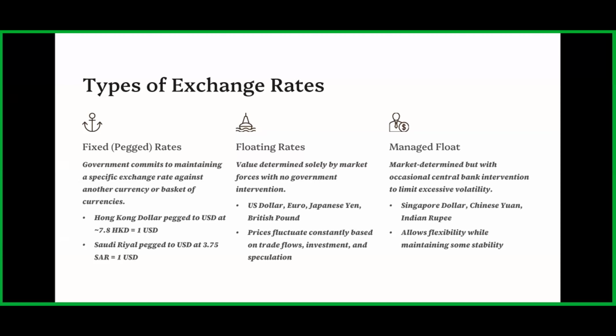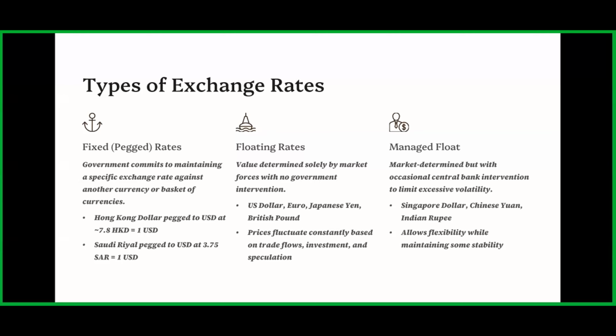In the floating exchange rate, the value is determined solely by market forces, with no government intervention. So the market forces themselves decide the exchange rate. Examples are the US dollar, euro, Japanese yen, and British pound. All of these prices fluctuate constantly based upon trade flows, investment, speculation, and the demand and supply of the currency at the international level. So this is how the floating rate is decided at the international level.